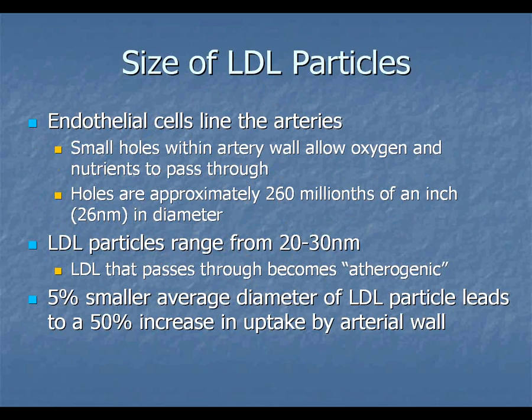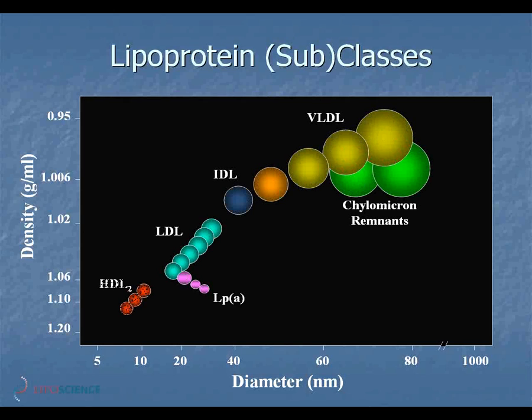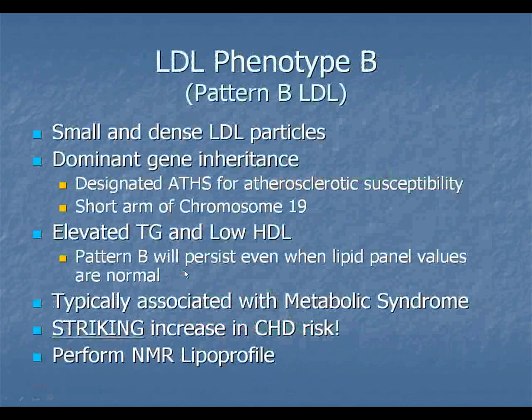If you have an overall 5% smaller average diameter, this is going to be a 50% increase in uptake by the arterial wall. And then to show you that visualization one more time, here are your LDL particles, which range from 20 to 30 nanometers. The ones that are small here are going to become atherogenic. So that's your pattern B LDL.